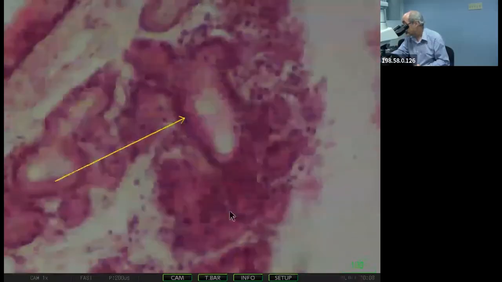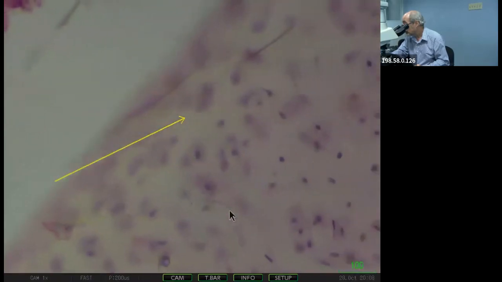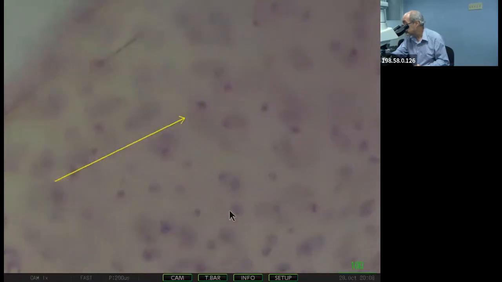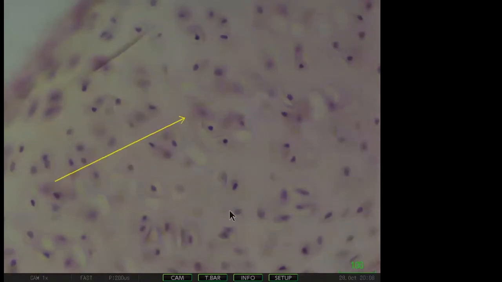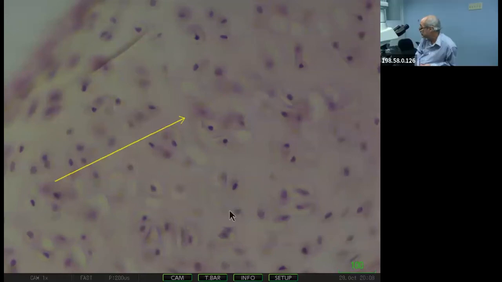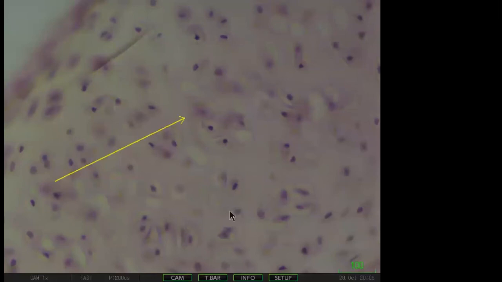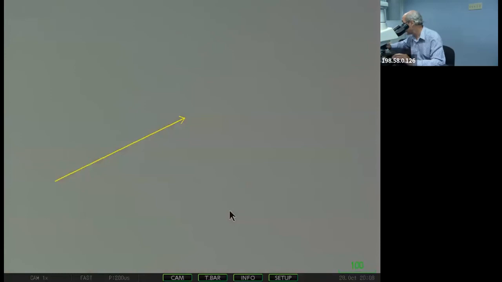Now, if I go here, what type of cartilage in the trachea? Hyaline. What is the type of collagen that you can find? Type 2. Type 2. Okay.